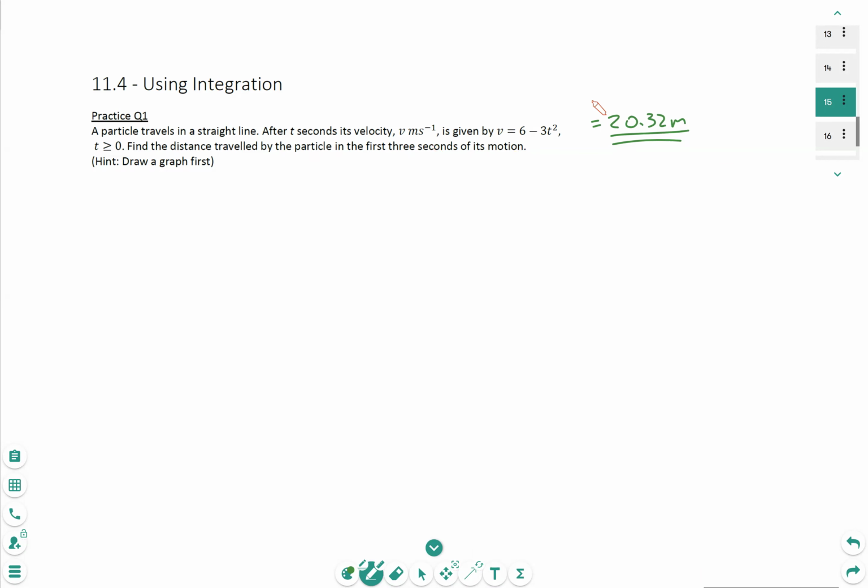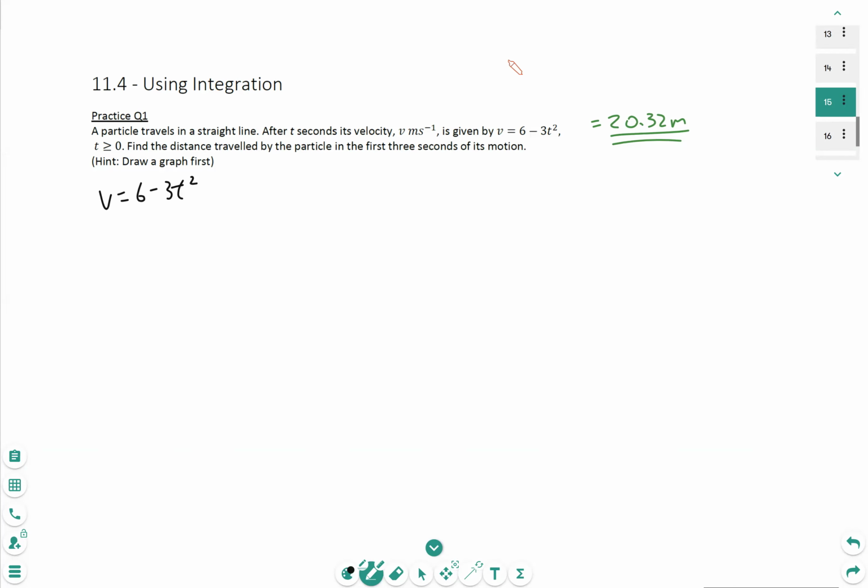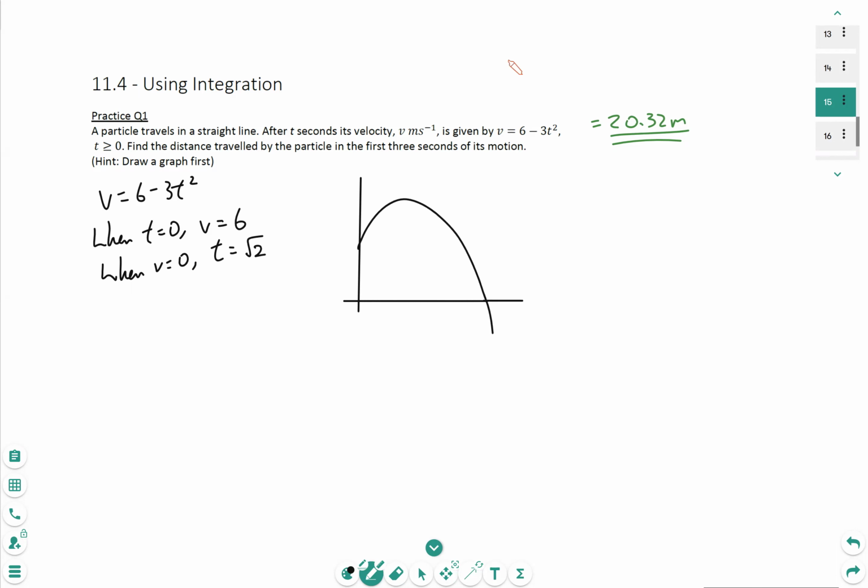So let's draw a graph of the v-t graph. So v equals 6 minus 3t squared. When t equals 0, v equals 6. When v equals 0, you get t equals root 2, or plus and minus root 2, but you can't have negative. So what's happening in here? The graph looks like this. It's a negative graph, so we start from 6, and this is root 2.